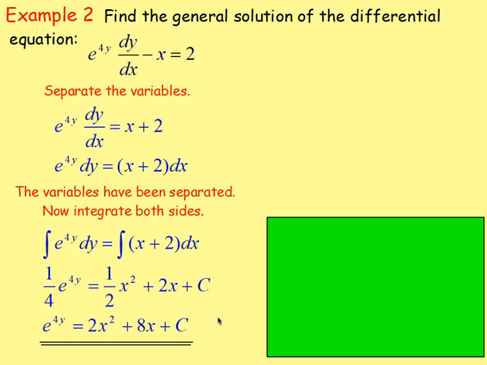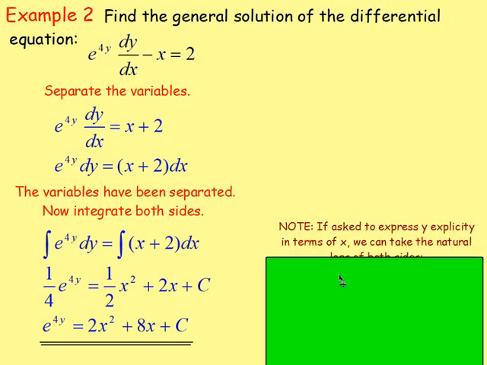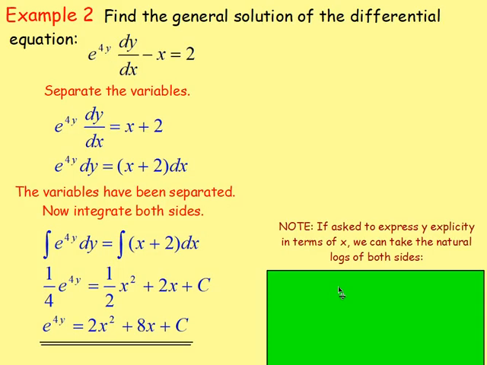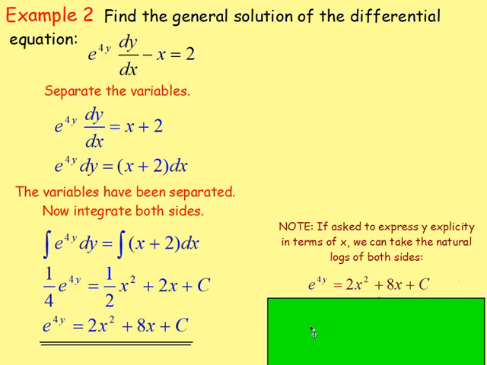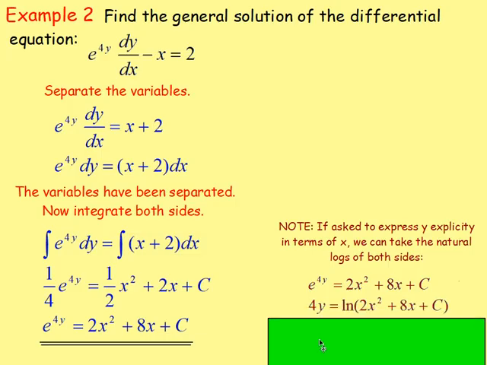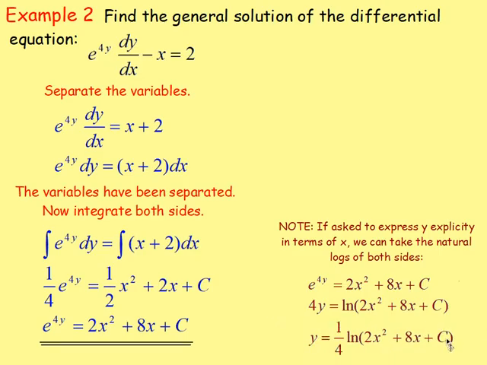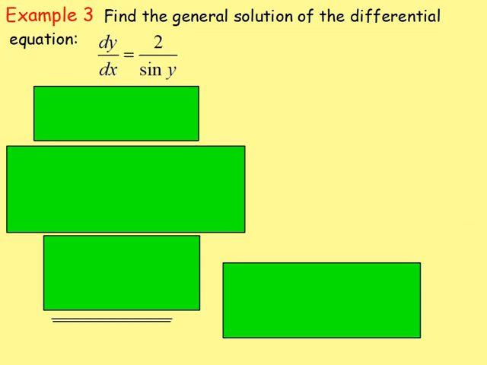Yeah, you could always go on and write that just as y equals. So if you're asked to express y explicitly in terms of x, then you can take the natural logs of both sides. If you do that, well, that's what we've got there. If you take the natural logs, we'd have ln e to the power of 4y. Remember, you can bring the 4y down. Ln e will disappear, leaving you with 4y, and we'll have ln of this right-hand side. And you can then divide by 4 if you were asked to write it as y equals.